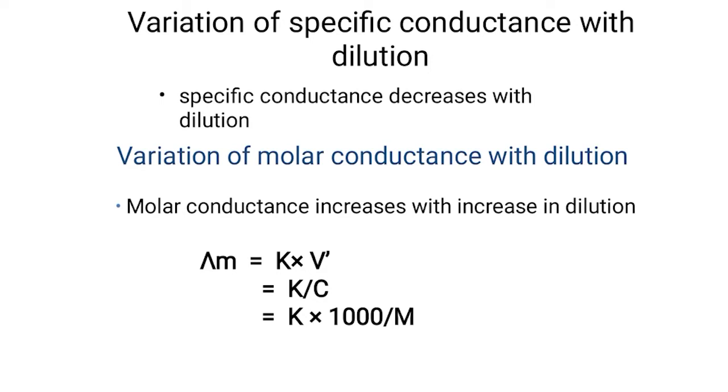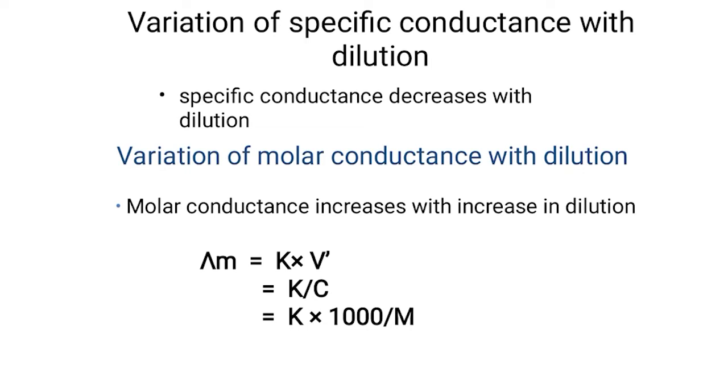Now next we will see the variation of molar conductance with dilution. The molar conductance increases with increase in dilution. So the molar conductance of an electrolyte solution increases with increase in dilution. Molar conductance is given as lambda m, equal to K into V, where V is the volume of the solution containing 1 mole of the electrolyte.